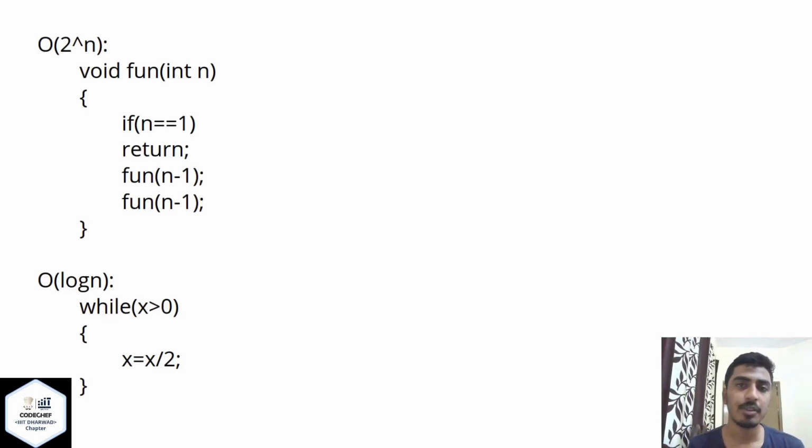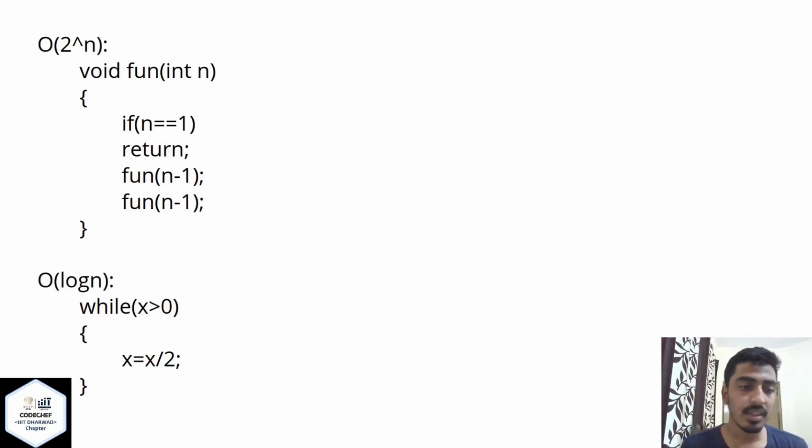So if you plot the tree diagram, you can see that for every n, for integer n as an input, there are 2 power n function calls.